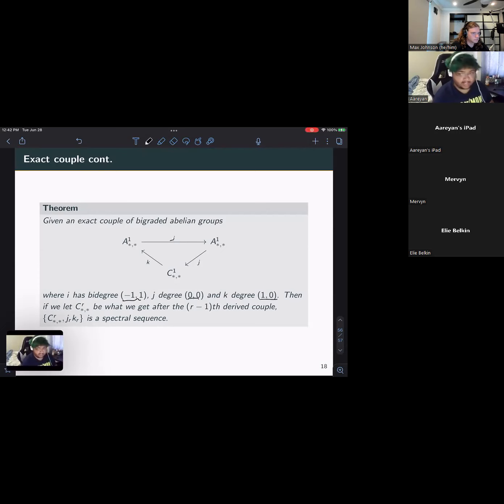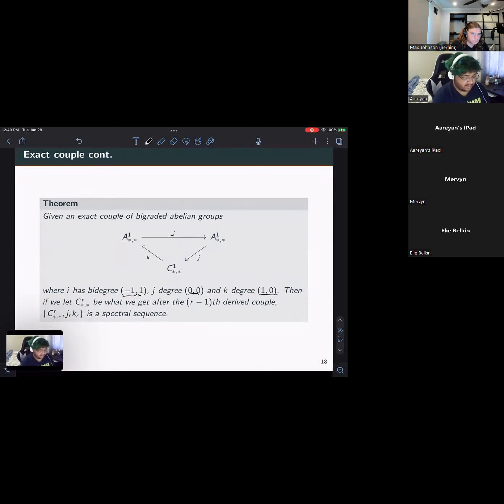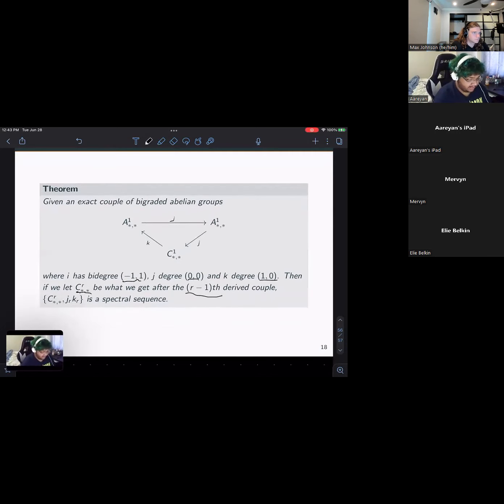Now let's take successive derived exact couples of this. After the first step, you have C^2, and after the next step, you have C^3, etc. You take successive derived couples like that to get these objects after the (r-1)th derived couple. It turns out that the objects downstairs in the derived couples, alongside the maps J^r, K^r, form a spectral sequence.